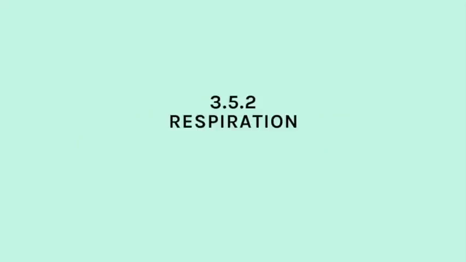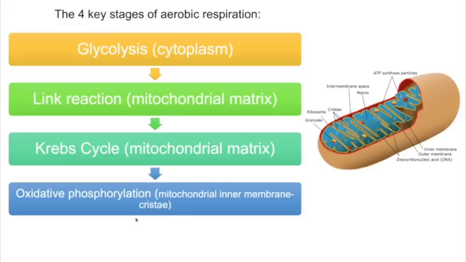Next then we have a look at respiration, starting with aerobic respiration. There are 4 key stages: glycolysis, the link reaction, Krebs cycle and oxidative phosphorylation. And for each stage, you need to know exactly where in the cell it occurs. And that's what we have in brackets here.